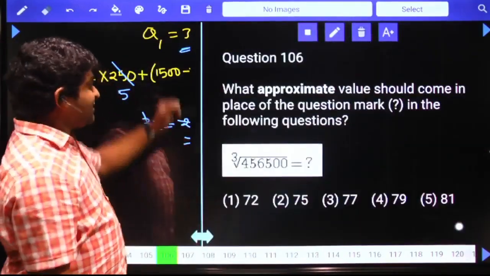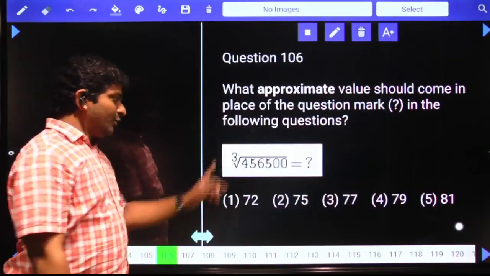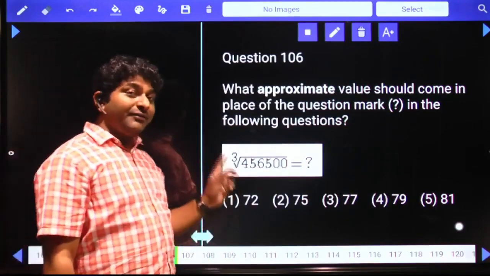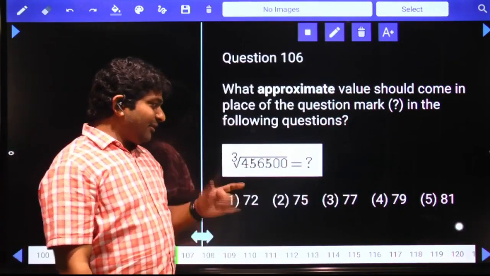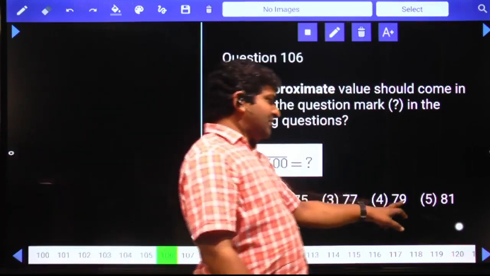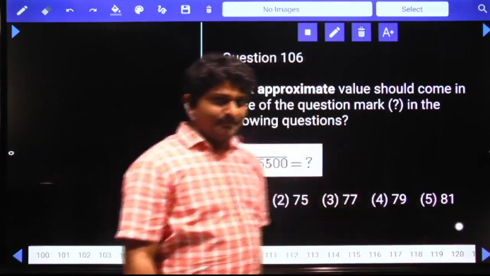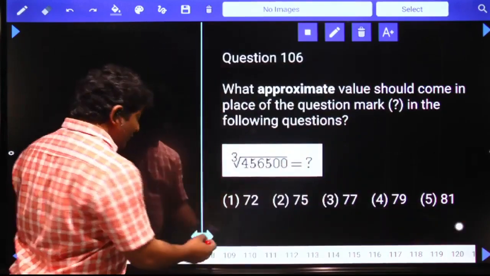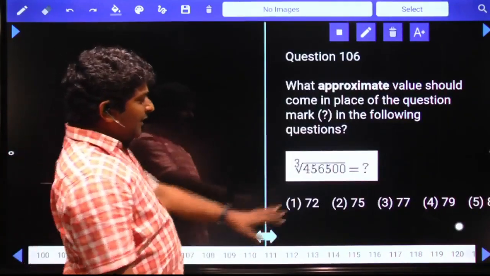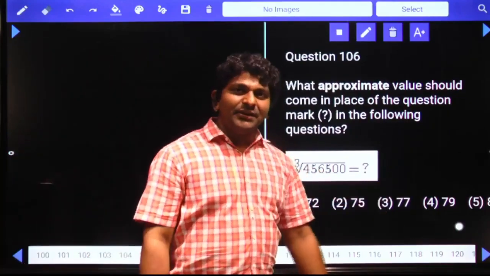Next. So these are approximations. Cube root of a 6-digit number. And when you look at options, 2 difference, 2 difference, 2 difference, almost close. So let's see how to solve these type of questions. Now, you know that answer is in between 70 and then 80 only.